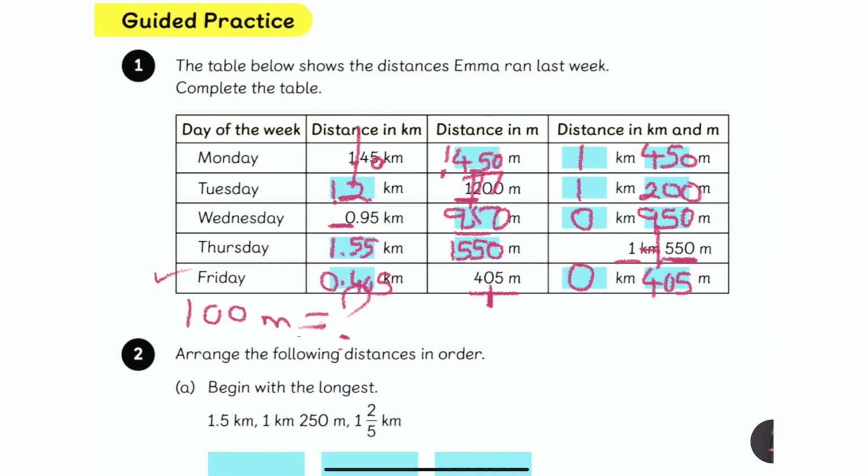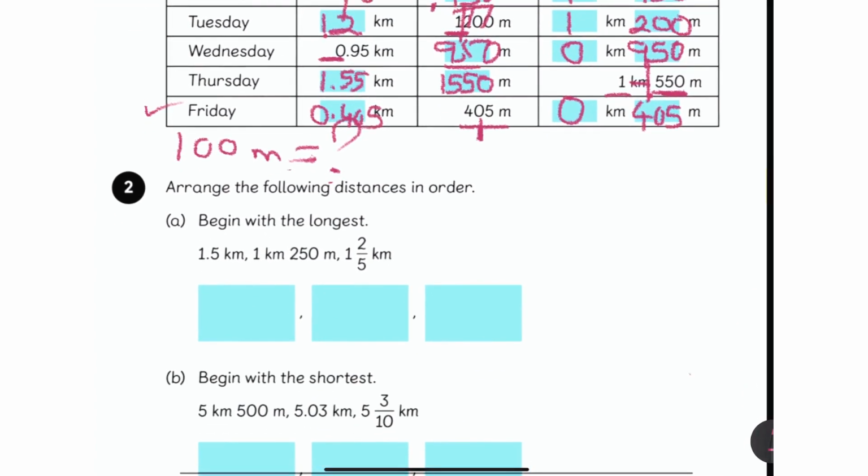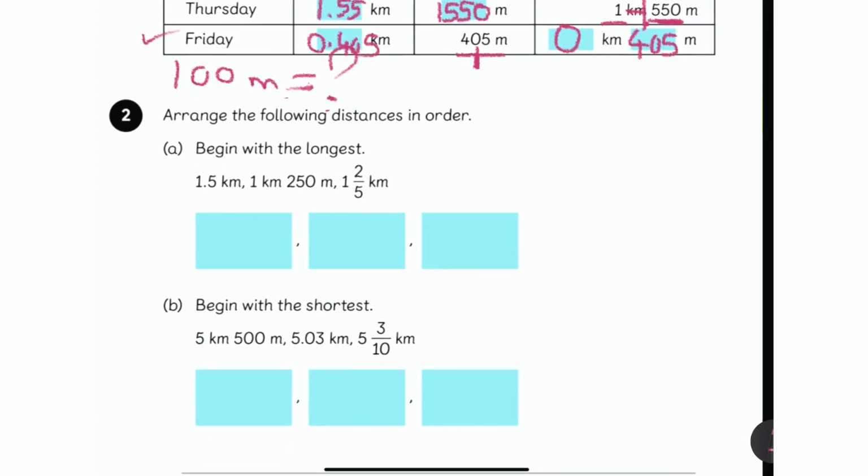Let's go to the last two questions. Again, we have to arrange the numbers here. We have to begin with the longest. Okay, I see 1.5, 1 kilometer 250 meters. You must have gauged it's 1.25. Okay, so it's lesser than this, right?